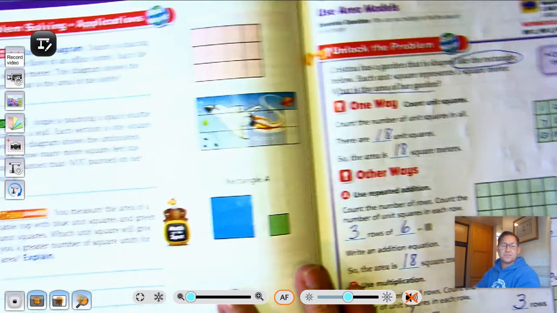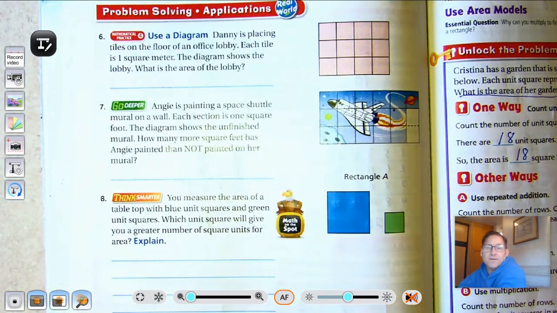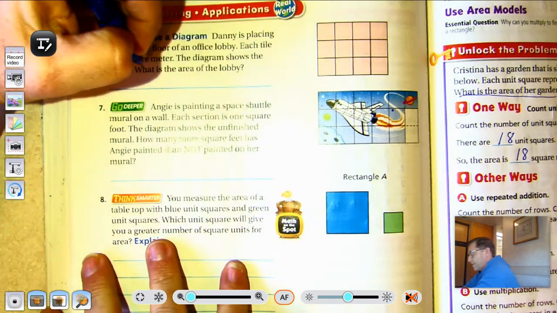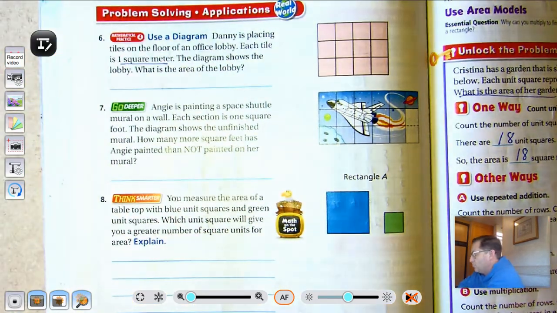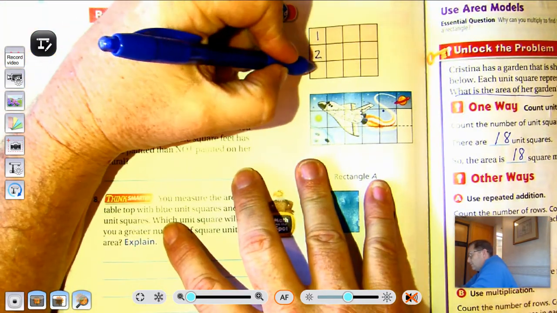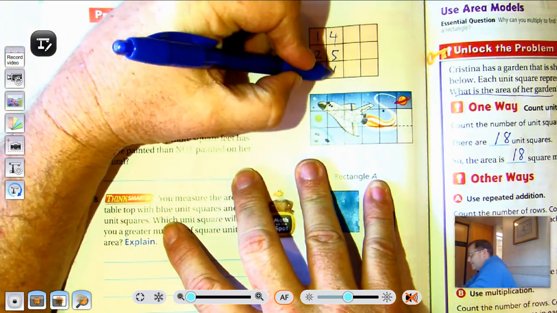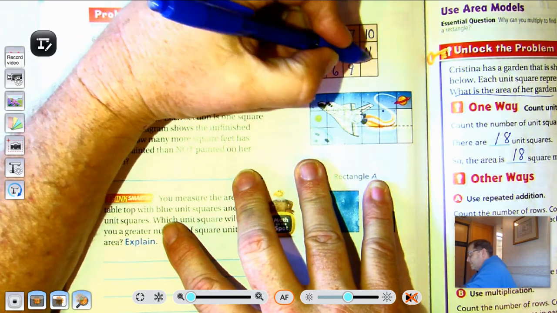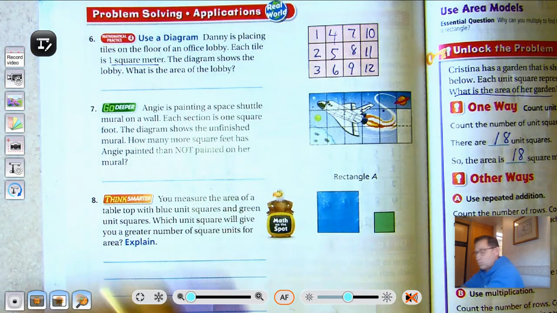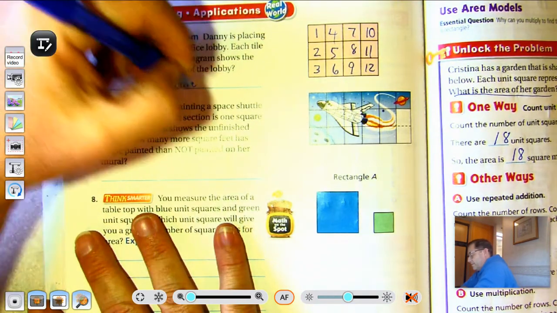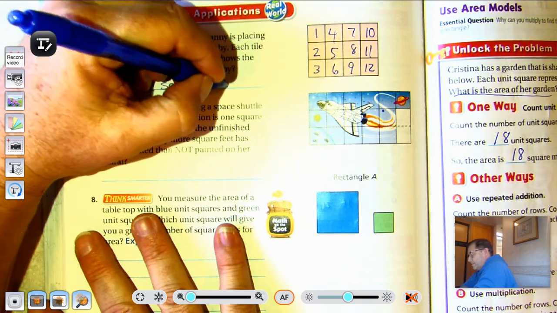Danny is placing tiles on the floor of an office lobby. Each tile is 1 square meter. The diagram shows the lobby. What is the area of the lobby? 1, 2, 3, 6, 9, 12. 12 square meters.